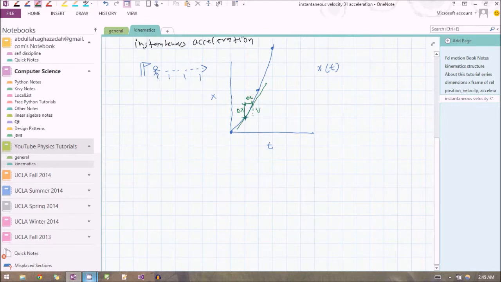Now, the tangent to a curve, I think you know what that is. That's basically like if you have a curve like this, the tangent at any point is going to be a line like this.